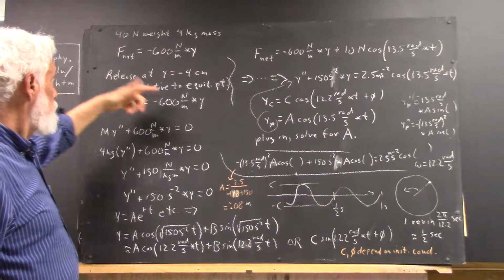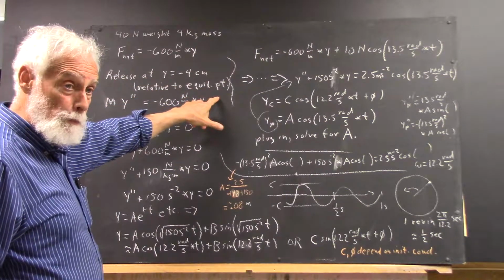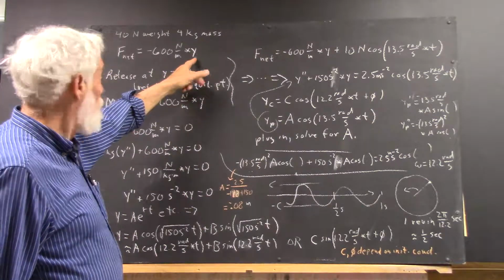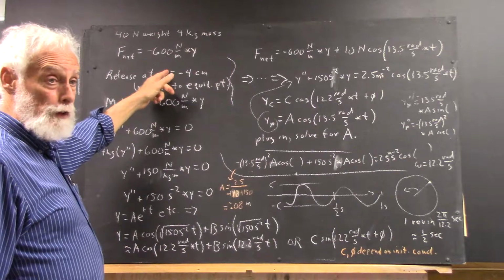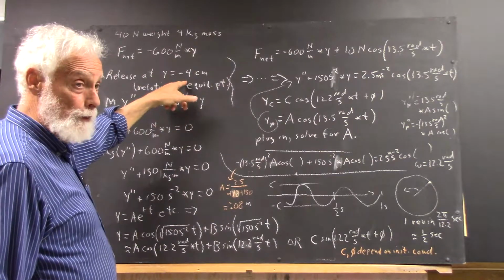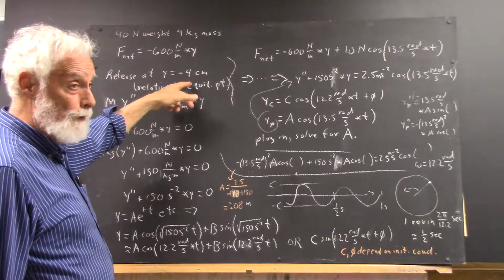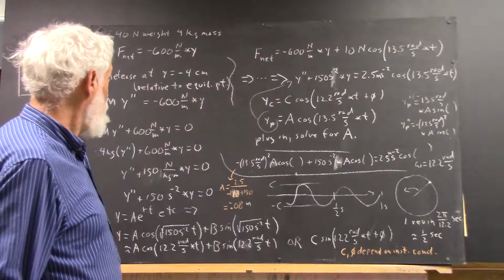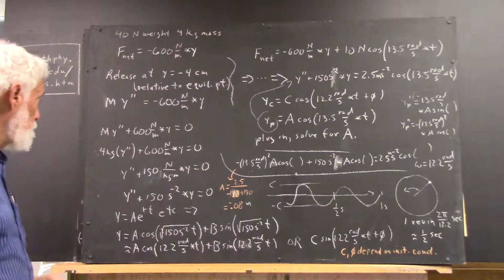And now that would be relative to the equilibrium point. Why? Because if y is 0, the net force is 0. That's the equilibrium point. So if y is negative 4 centimeters, that is negative 4 centimeters relative to the equilibrium point. We kind of want to understand that, but let's move on.